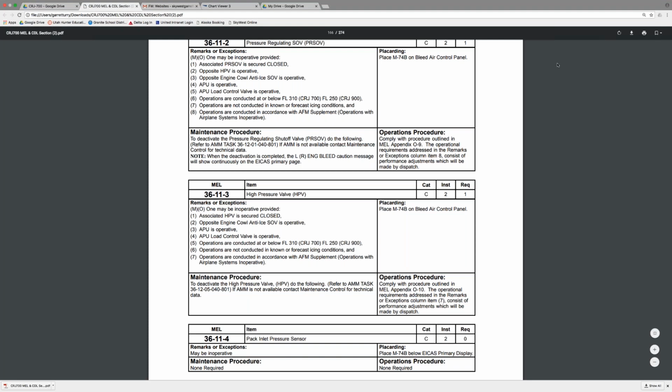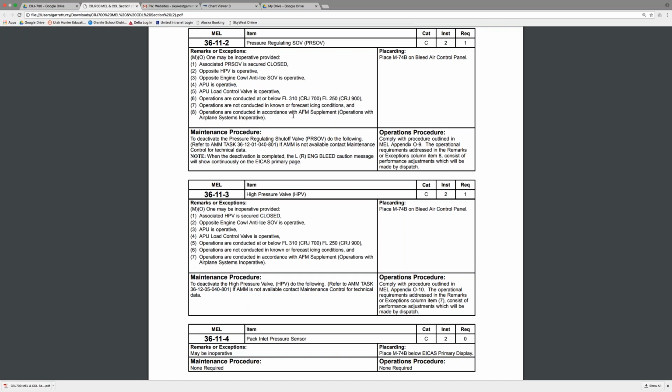You just read the remarks and exceptions to figure out what it changes, right? Right. So right there, number 6 says conducted at or below FL 310. So you just have to read the MEL. Right. So if our APU is inoperative, we're restricted to flight level 310. APU operative doesn't mean that it has to be running. It just can't be MEL'd. It can't be deferred, right?